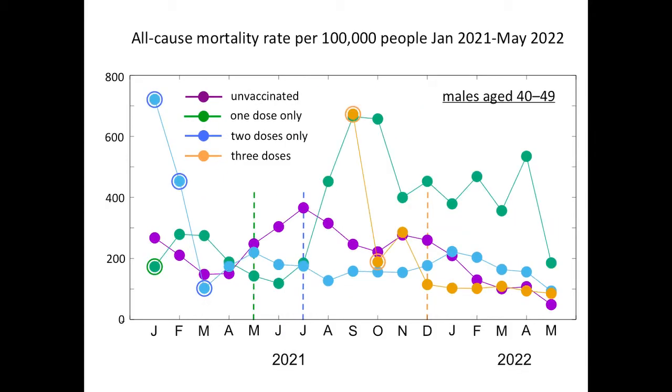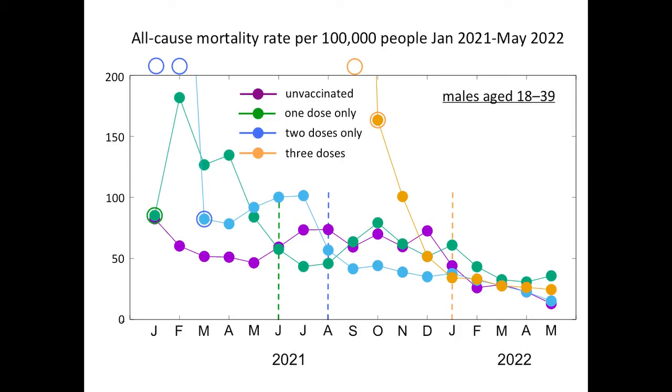And males aged 40 to 49. A lot of uncertainty in some of these early points here, so one shouldn't pay too much heed to these when there's so few deaths in a given group, in a given month. And finally, males aged 18 to 39. Similar remarks as I made before, that this is actually quite a large age range that's been grouped together, so I think things are less clear here.